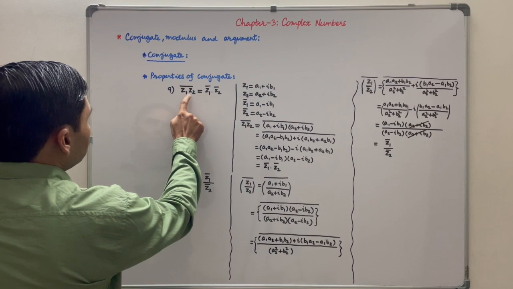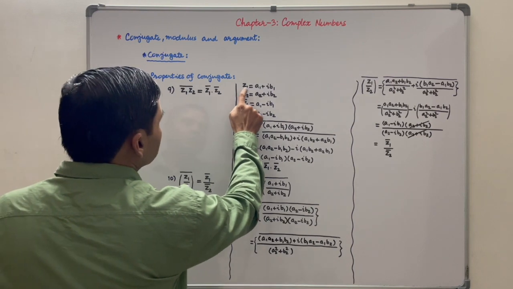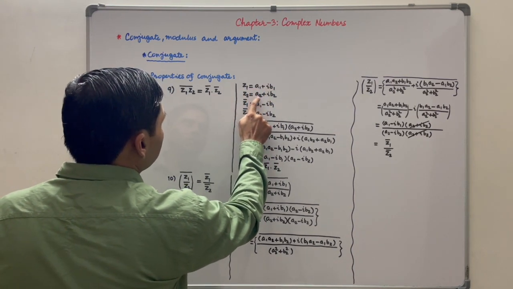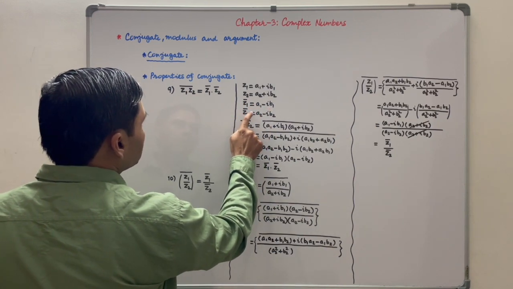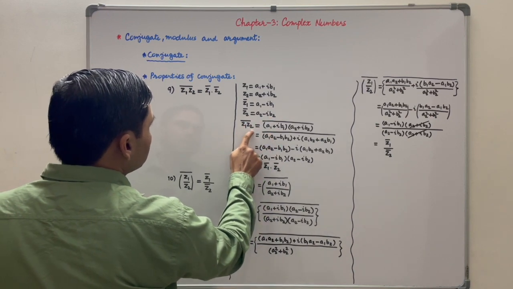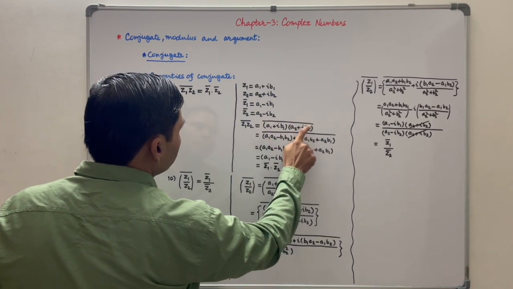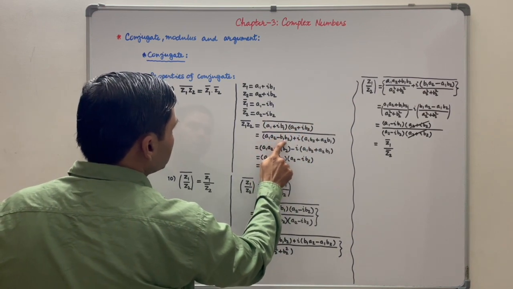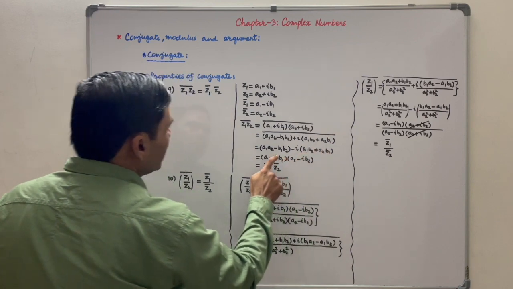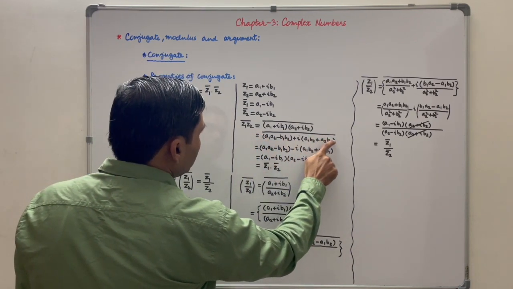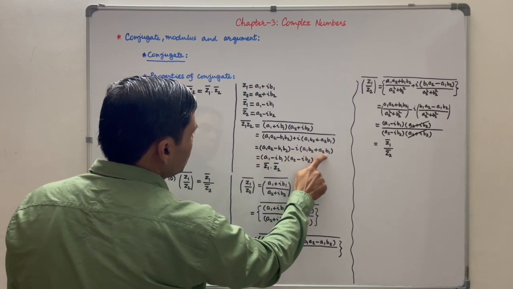Ninth property, z1 into z2 whole bar is equal to z1 bar into z2 bar. Suppose z1 is equal to a1 plus ib1 and z2 is equal to a2 plus ib2. So z1 bar is equal to a1 minus ib1 and z2 bar is equal to a2 minus ib2. z1 z2 whole bar is equal to a1 plus ib1 into a2 plus ib2 whole bar. We can simplify this as a1 a2 minus b1 b2 plus i into a1 b2 plus a2 b1 whole bar. Now we can take conjugate of this complex number and it will be a1 a2 minus b1 b2 minus i into a1 b2 plus a2 b1.